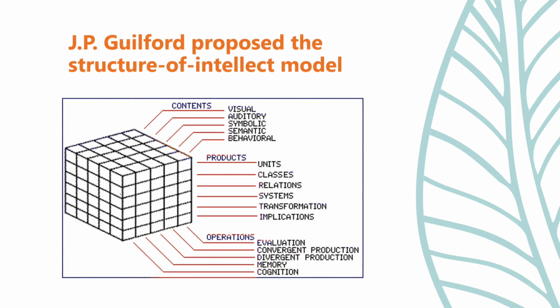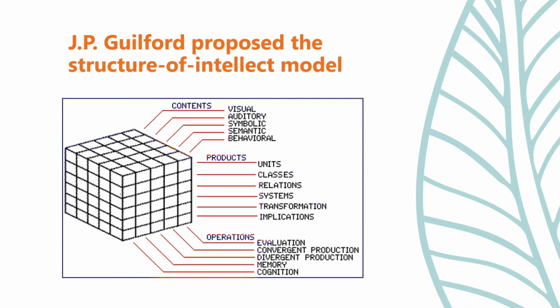J.P. Guilford proposed the structure-of-intellect model, which classifies intellectual traits among 3 dimensions, that is, operations, contents, and products. Operations are what the respondent does. This includes cognition, memory recording, memory retention, divergent production, convergent production, and evaluation. Contents refers to the nature of materials or information on which intellectual operations are performed. Products refer to the form in which information is processed by the respondent.